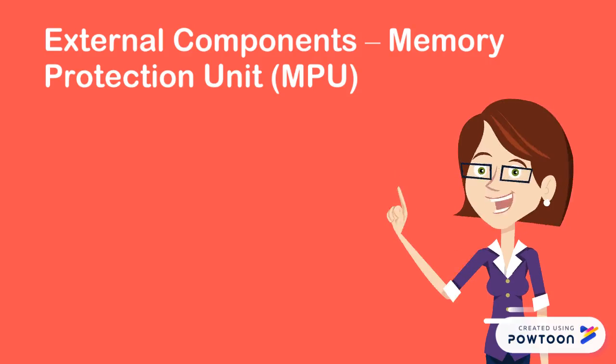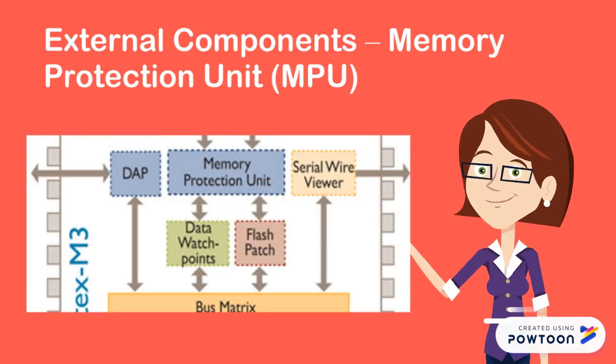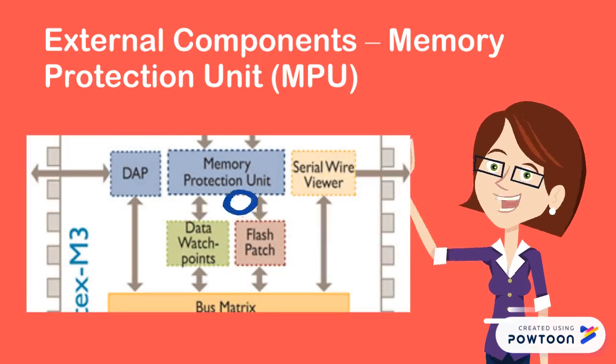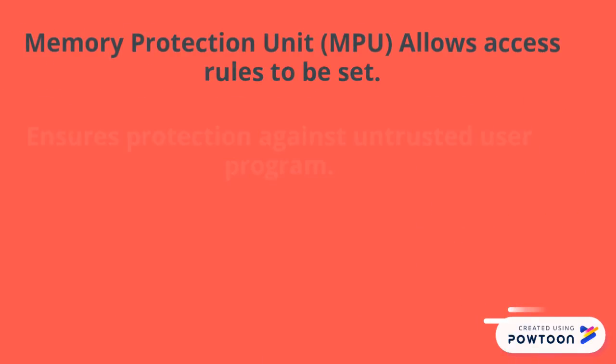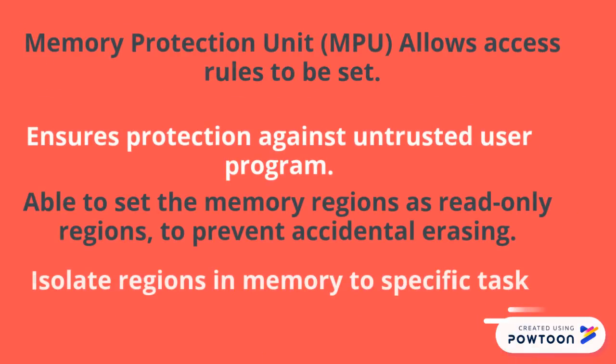Memory Protection Unit, MPU, allows access rules to be set. It ensures protection against untrusted user programs. It is able to set memory regions as read-only regions, to prevent accidental erasing. It isolates regions in memory to specify access.